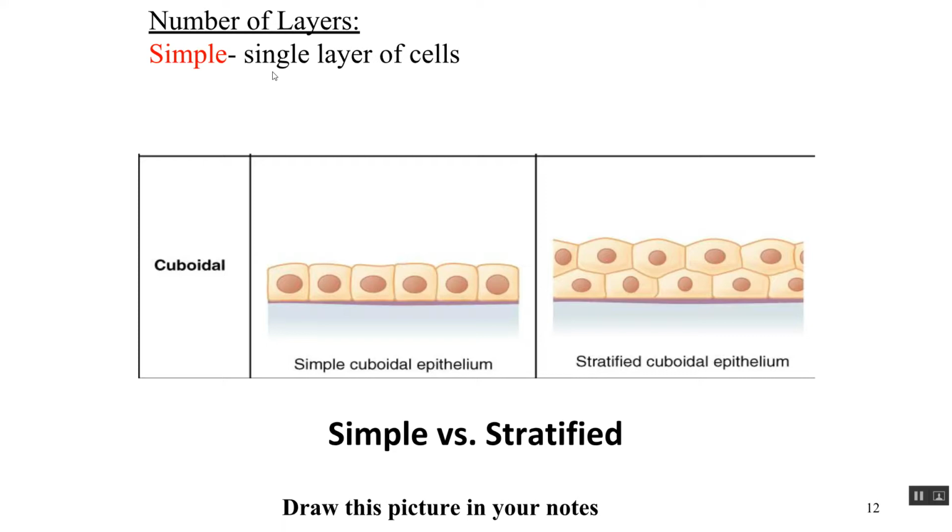If it's simple, it means there's only a single layer, just like this picture right here. So simple is one layer. Stratified is two or more layers. So right here, if there's 2 or 3 or 4, that's going to be stratified. So anytime you see simple, you know it's one layer. Stratified is 2 or more layers. And then please put this picture in your notes. It doesn't have to be perfect, but label it simple, and then draw our little cells here, and stratified, and draw something that looks like this here.